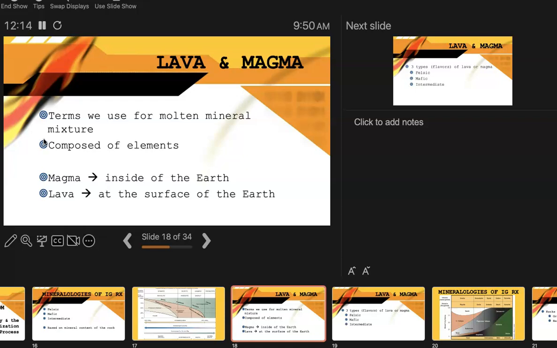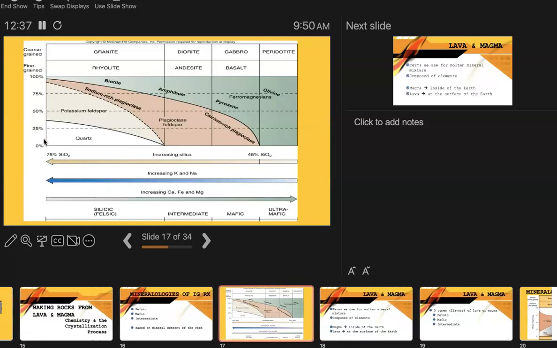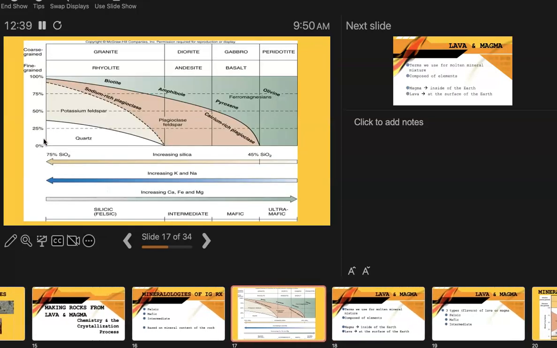We call it magma when it's inside the earth. We call it lava when it's at the surface of the earth. Same stuff. So what we just spent however many minutes looking at here really represents pools of magma or lava.